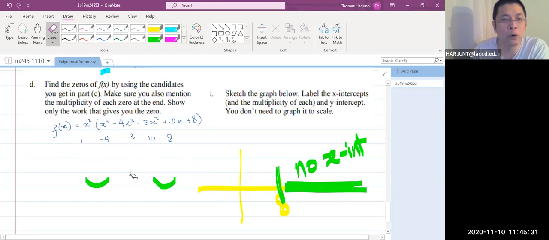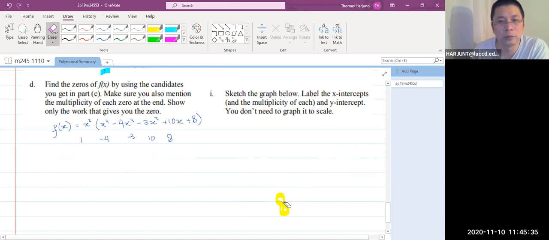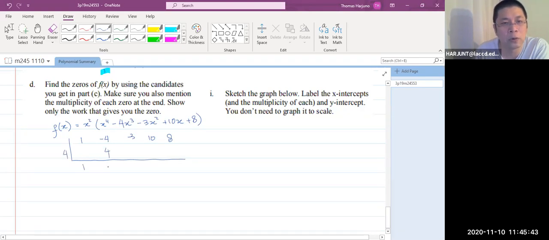We know 4 works earlier. I will just use that 4 there. I will just use F4. I mean, I did it by guessing. It happens to be right. 1, 4, 0, 0, -3, -12, -2, 8, -8, 0. So 4 is a 0. Is 4 a 0 with multiplicity of 2?